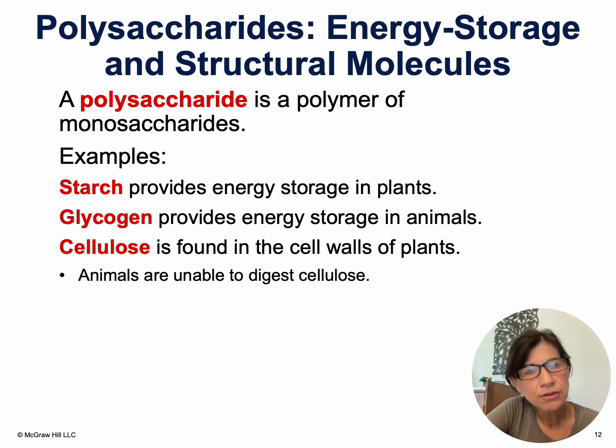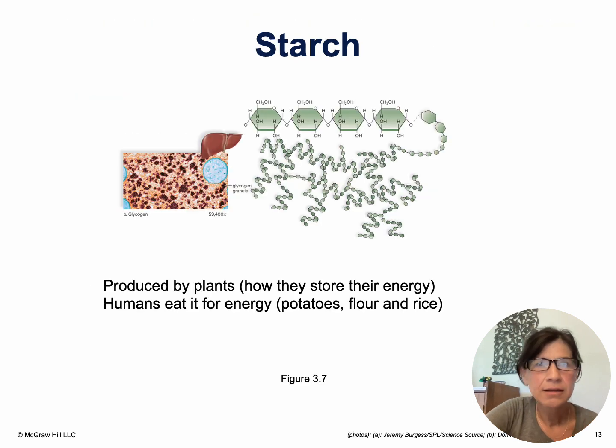And finally, cellulose is the last type of polysaccharide that I want you to know. Cellulose is the structural polysaccharide that plants produce in their cell walls. Animals, we can eat cellulose. We call it fiber. We can't digest it. That's going to come up now. All right, so here's starch. Don't worry about all the zigzags. I'm trying to show you that it's a poly, many of these single monosaccharides joined together.